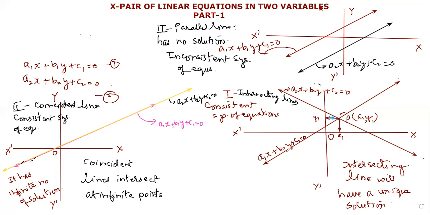Okay. If it has one solution, it is a consistent system. With infinite solutions, it is a consistent system of equations. And if it has no solution, it is an inconsistent system of equations. Okay. So parallel lines have no solution. You have to remember: no solution, unique solution, and infinitely many solutions.